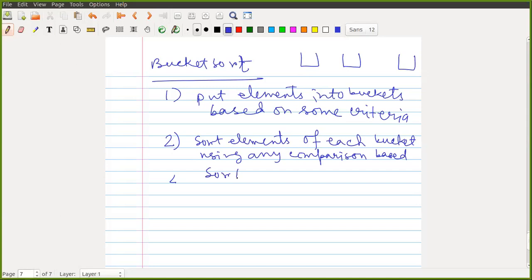Once we have performed this first step and put all the elements into the buckets, we can assume that the number of elements in a single bucket is not much. Then inside each bucket, we sort the elements using some comparison based sorting, like bubble sort or insertion sort.